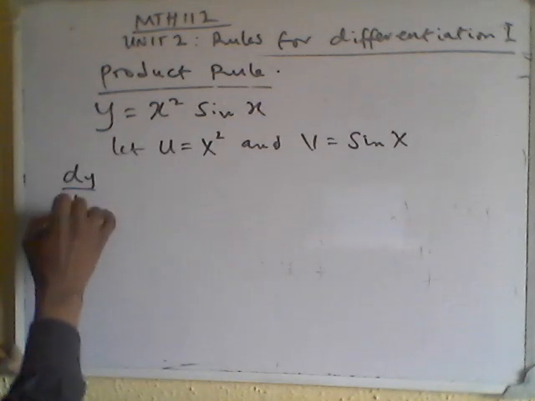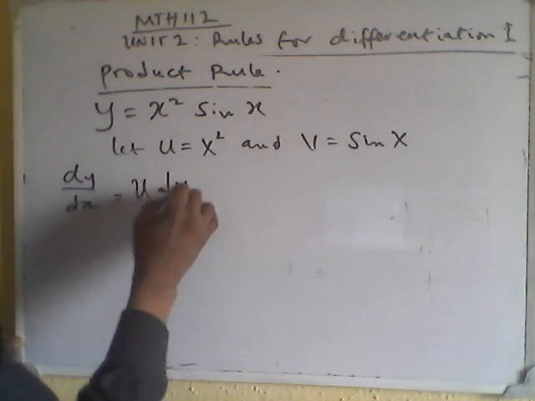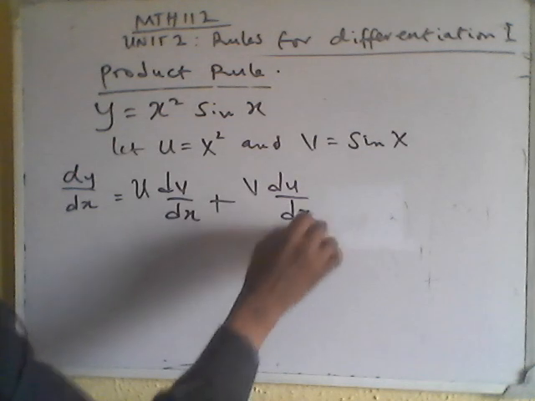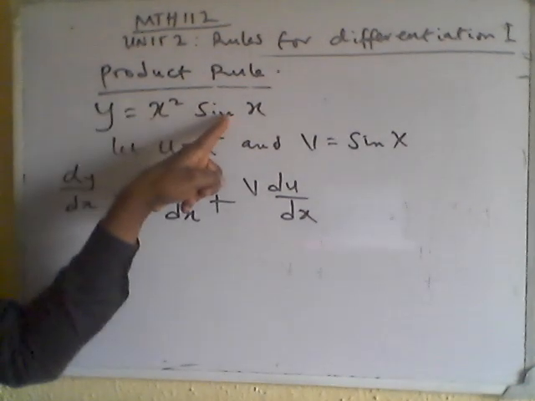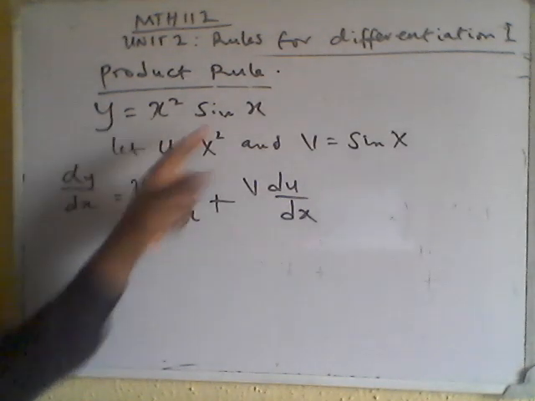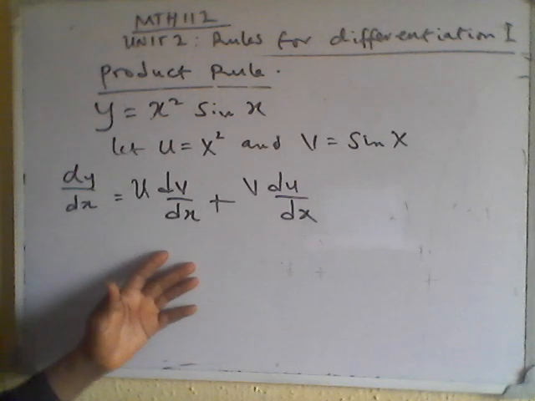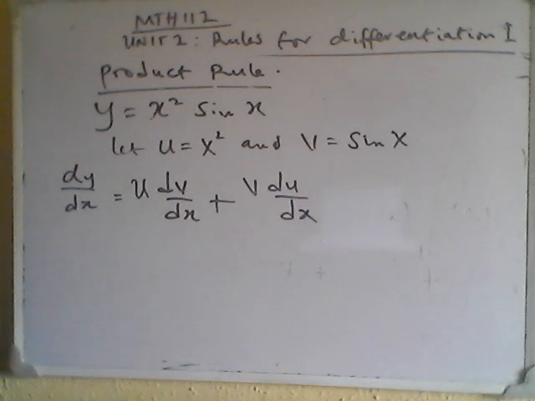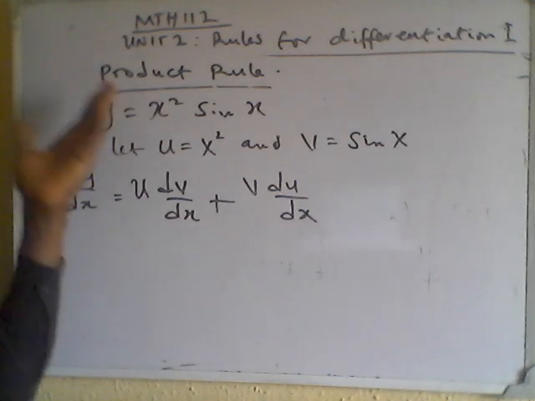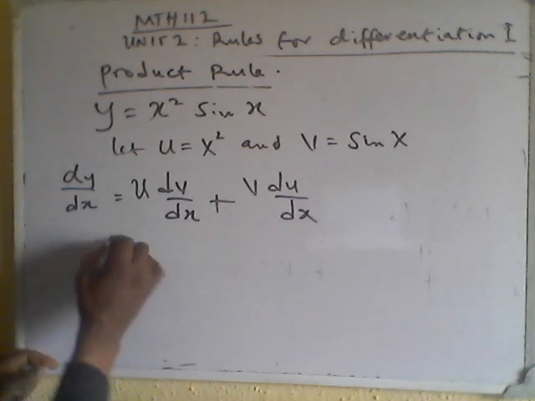dy dx is equal to u dv dx plus v du dx. That is, this differentiated times this plus this times this differentiated. See? A time will come when you will not even have to write this out. If you are doing objective, for instance, multiple choice questions, you won't start writing this thing out like this. Just from the top of your head, this differentiated times this. Okay?